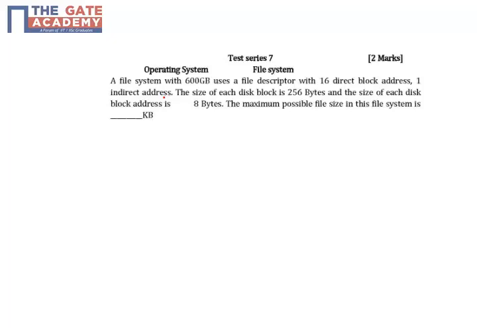First of all, if you are using 16 direct block addresses, so 16 block addresses are there and each block holds 256 bytes. So in total we can store 2 to the power 4 multiplied by 2 to the power 8, that is 2 to the power 12 bytes, and we can write it as 4 KB.